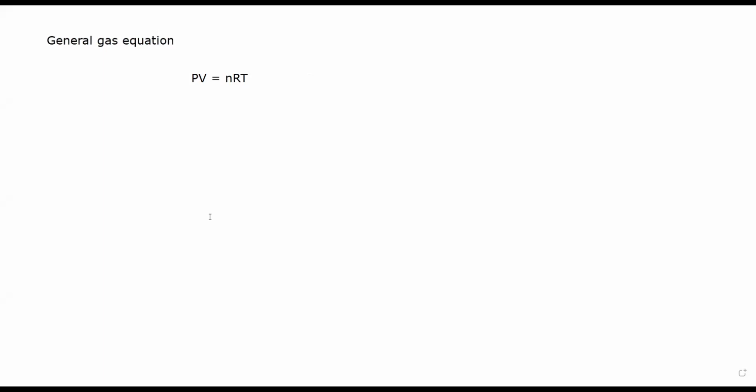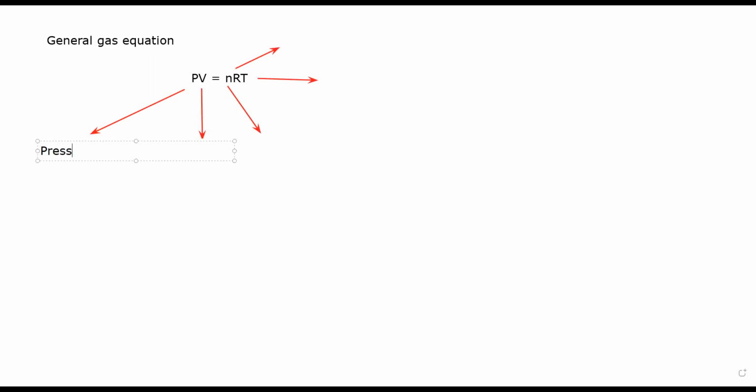And in what condition will we use this equation? Basically, it is used to find an unknown. P stands for the pressure, V stands for volume, n is the number of moles, R is the general gas constant, and T is the thermodynamic temperature, or temperature.